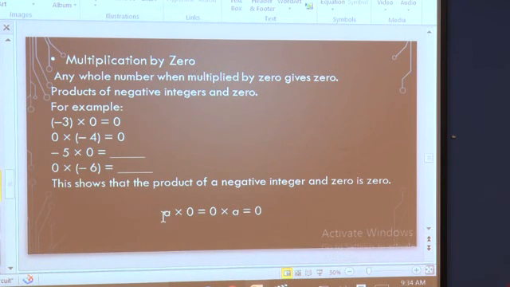So, in short we can remember A multiplied by 0 is equal to 0 multiplied by A, which is always 0. A may be a negative integer or a positive integer, the answer will always be 0.